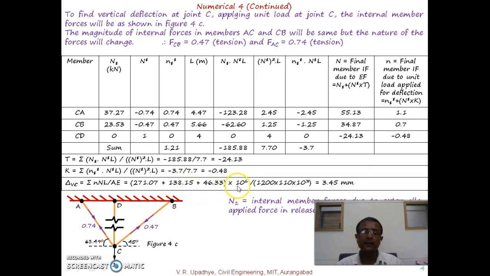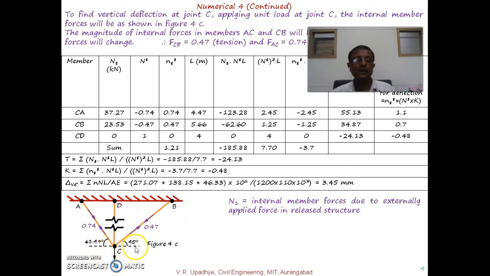So this is converted into Newton mm by multiplying it by 10 to the power 6, divided by the area of cross section, which was given as 1200 for all members, and Young's modulus, which was given as 110 gigapascal. So this gives us the total as 3.45 millimeter. This is the vertical deflection at joint C when that 50 kilonewton force was applied.